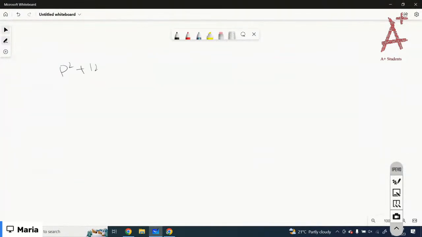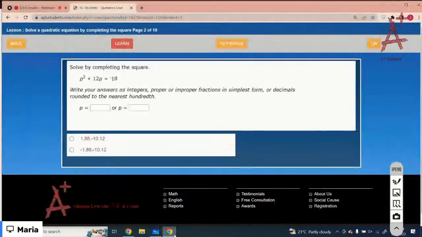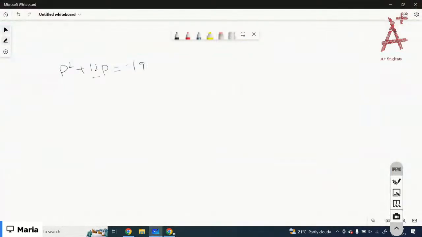p square plus 12p equals minus 19. Here you have 12. That would be b over 2. b is 12 over 2 whole square, and that equals 6 square. Got it? So you have to add 6 square to both sides.